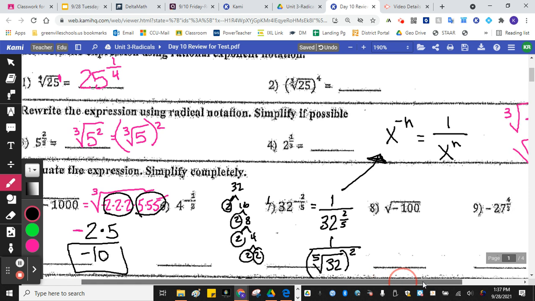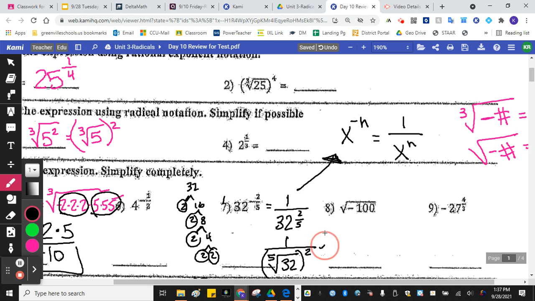So I ran out of room. I'm going to have to write in the 8. So that's 1 over the 5th root of, every 5, 1 comes out. That's just what 5th root means. So that's 1 over 2 squared, which is 1/4. I'm writing at the bottom of the screen.